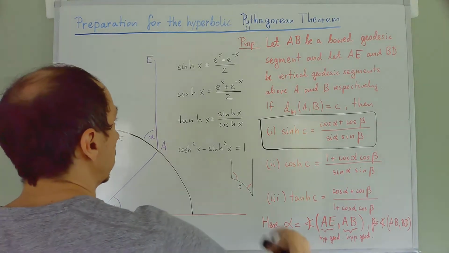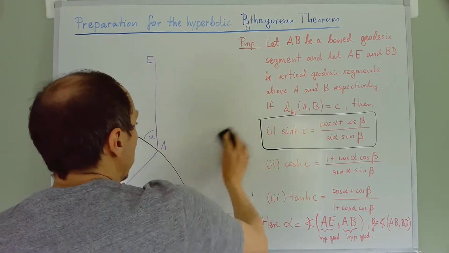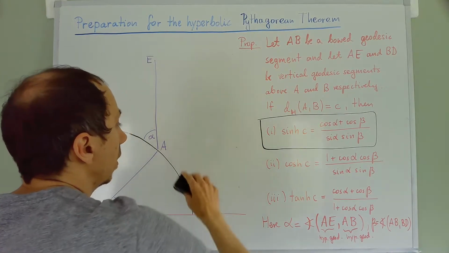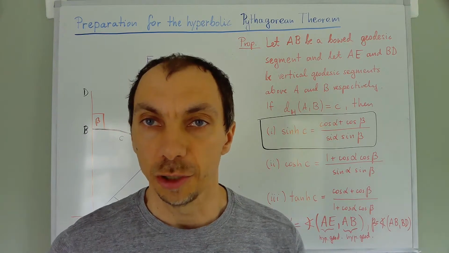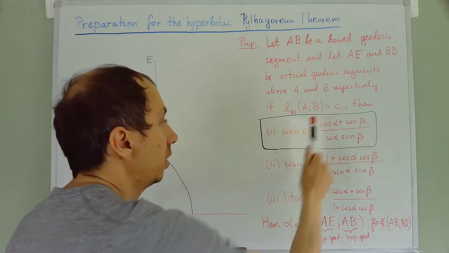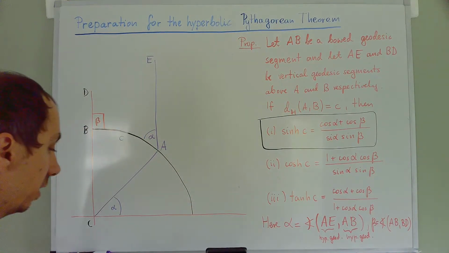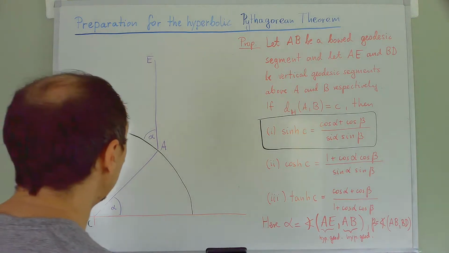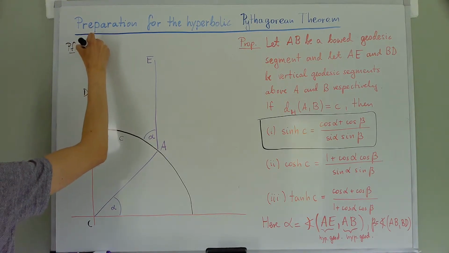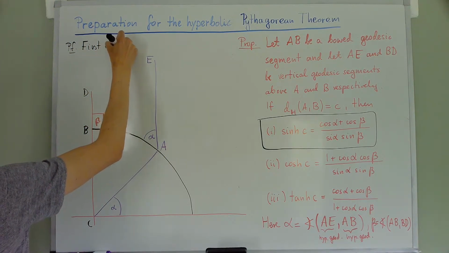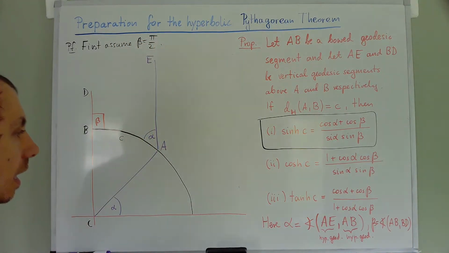Okay, so let's get to proving this proposition. So this allows you to express the length, to find the length of a geodesic in terms of the angles this geodesic forms with vertical lines. So first, we're going to cover a special case of it. So, proof. First assume that beta is 90 degrees.